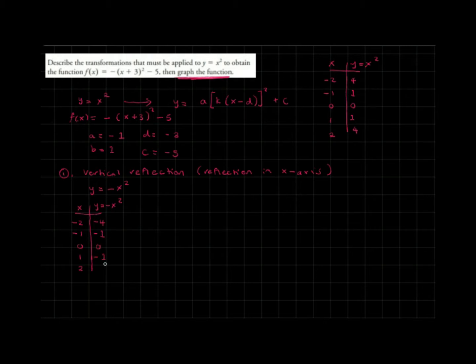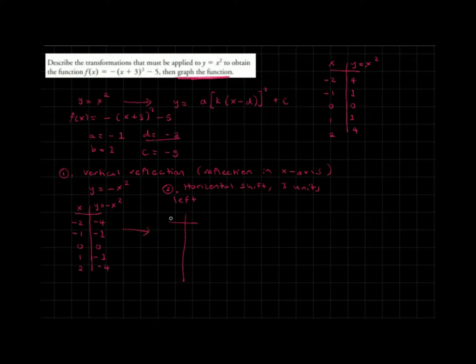0, -1, and -4. Okay, so that's what happens to our points when we apply this transformation. Now, in our second scenario, we have a horizontal shift 3 units left. Okay, so if we have a horizontal shift 3 units left, look what happens to our point.